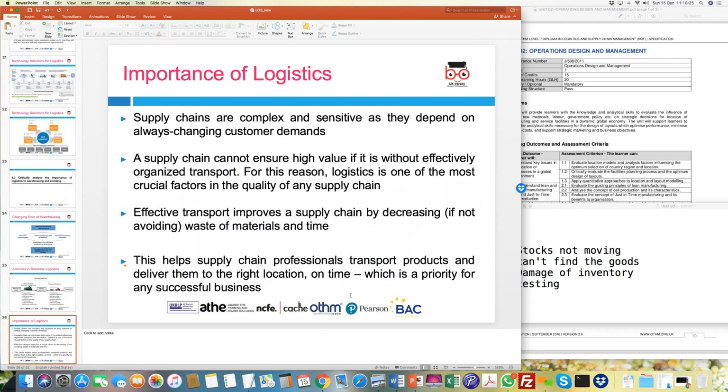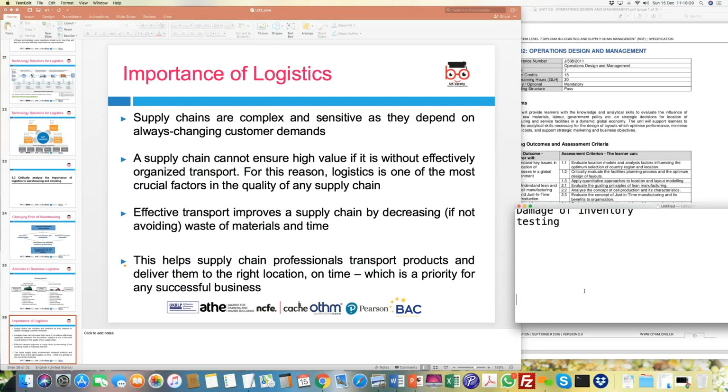Now, reasons for the importance of logistics. Can you think of any reasons why logistics is important when we link it up to warehousing?